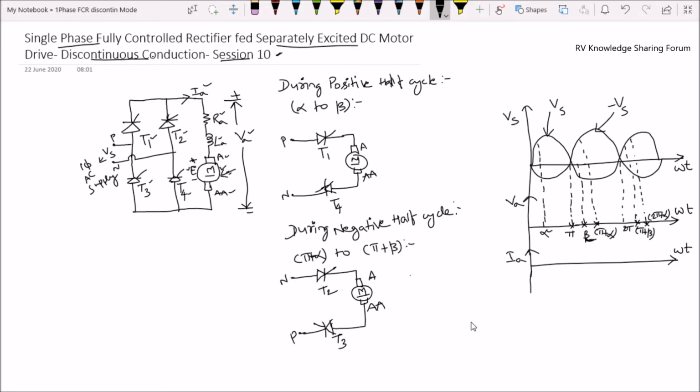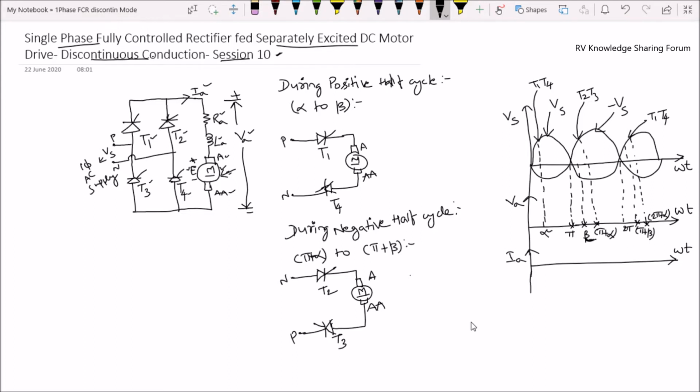So first let us plot the points where the thyristors come into conduction. At an angle of alpha, the thyristors T1 and T4 come into conduction, and at an angle of pi plus alpha, the thyristors T2 and T3 come into conduction, and at an angle of 2 pi plus alpha, the thyristors T1 and T4 come into conduction again. From here the new cycle starts and it continues so on.